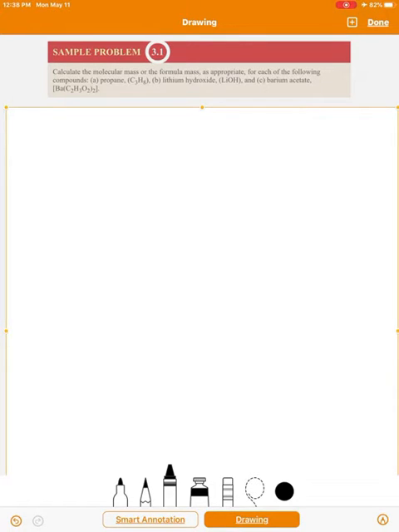Okay. By the way, the square brackets that you see with the barium acetate, that's just there for editing purposes. There's no chemical meaning to the square brackets. Okay. So let's try number A.